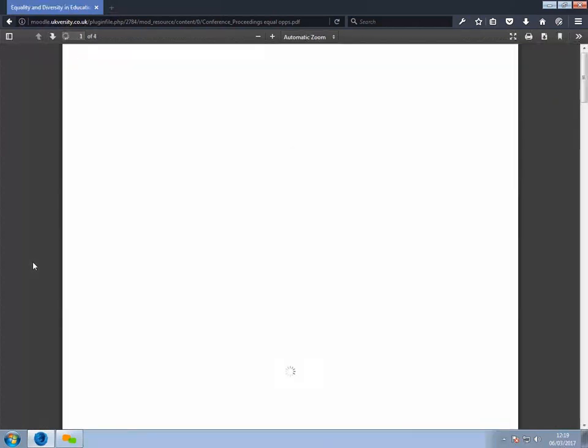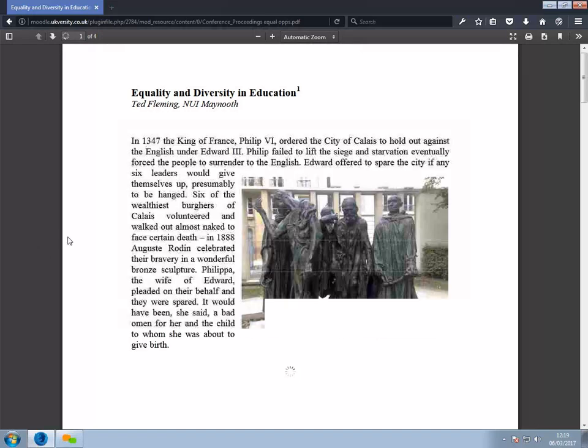Now, when this piece starts out, it starts to talk as though you're going to get a history lesson. And a lot of the detail of the two stories is relevant to the information he puts in later on. I'm going to do a fairly quick précis with this. It's a continuing education discussion, introduction by Ted Fleming.